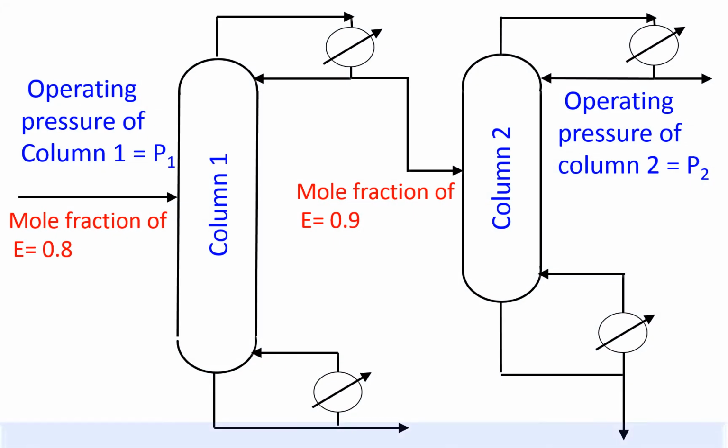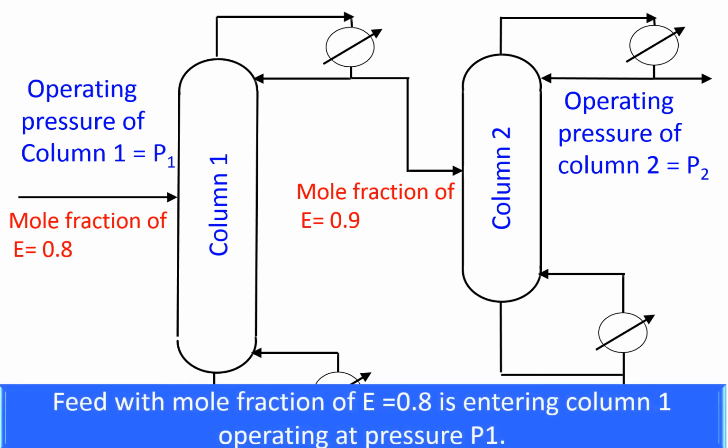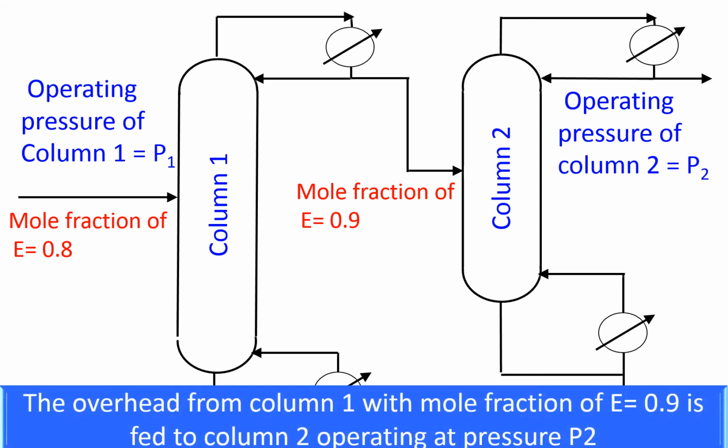The two columns are schematically illustrated in this figure. Feed with mole fraction of E equal to 0.8 is entering column 1, operating at pressure P1. The overhead from column 1 with mole fraction of E equal to 0.9 is fed to the column 2, operating at pressure P2.